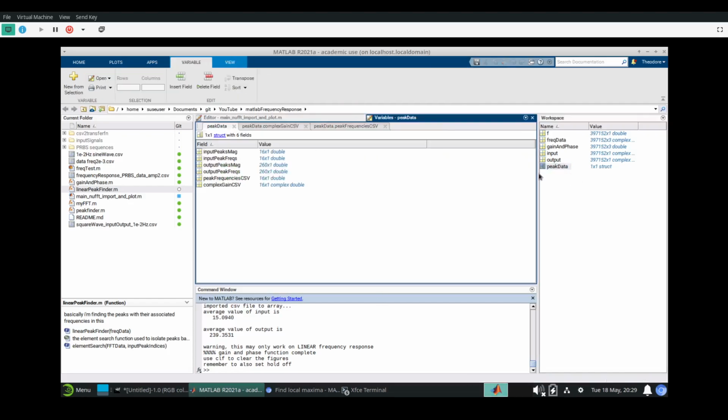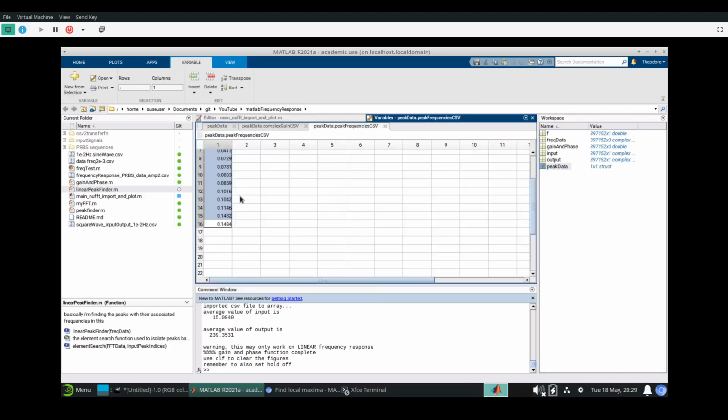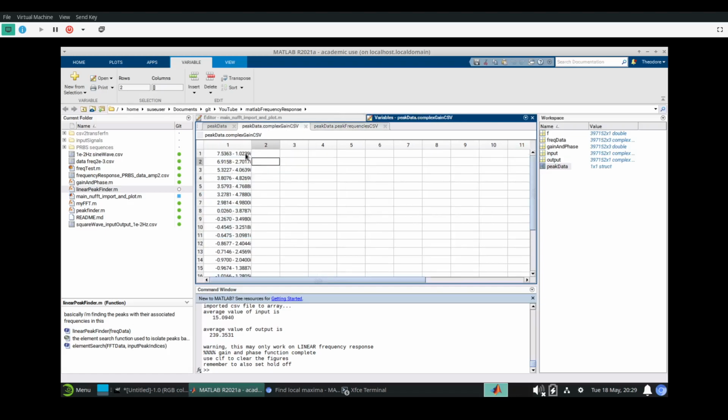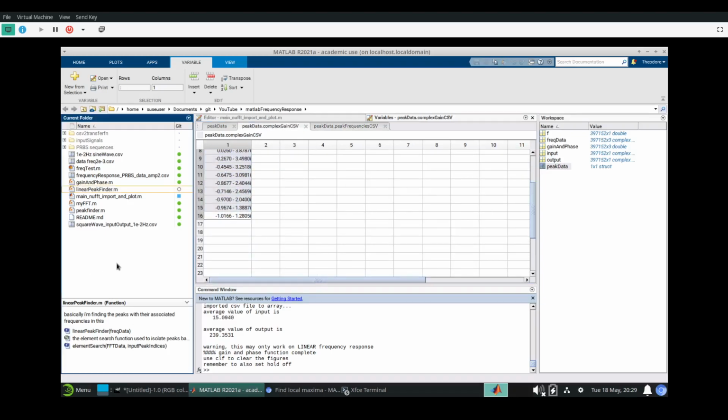Now, what do we have here? We have peak frequencies, which is over here. We can actually copy and paste this into a CSV file. And we have a complex gain here. So let's make a CSV file. But okay, maybe we'll do that next time.